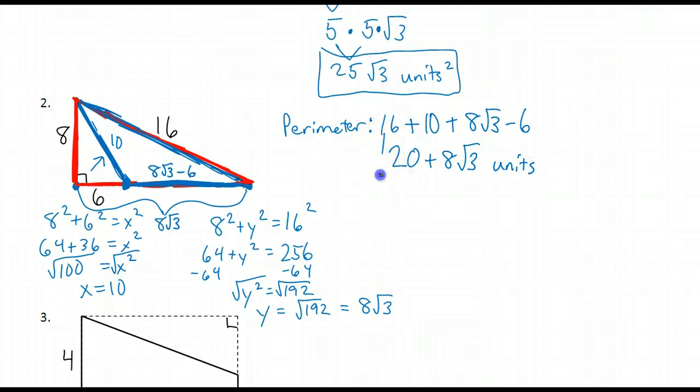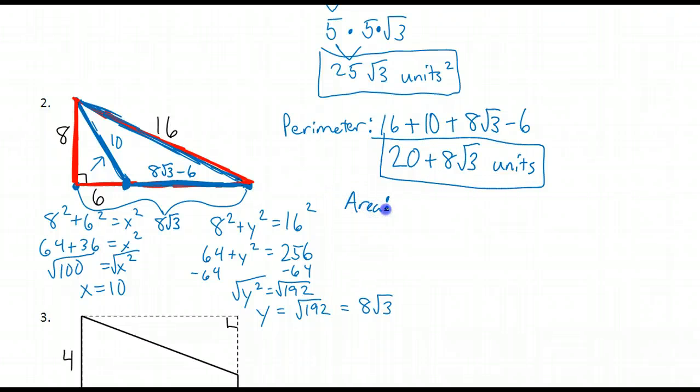Now this is an example where I cannot add 20 and 8. Here I could multiply because there is multiplication. Here I have addition. These are unlike terms. This is 20 integers and this is 8 square roots of 3. Integers and irrational numbers are not like terms.